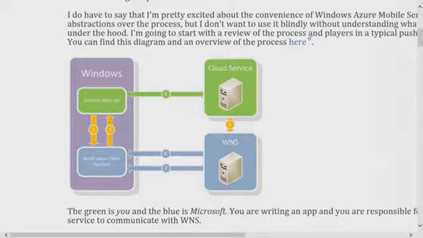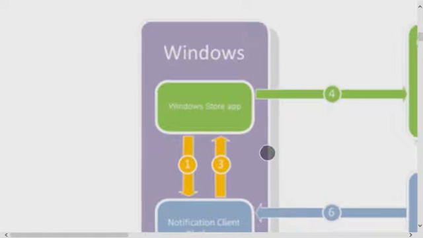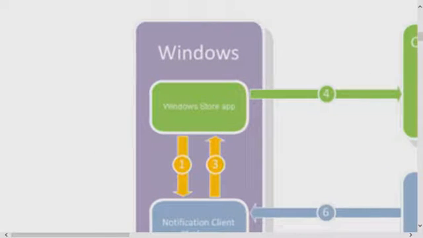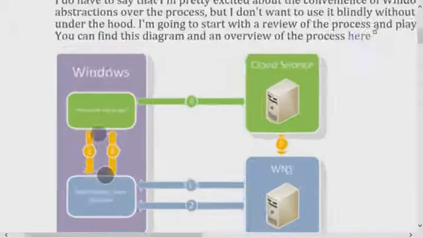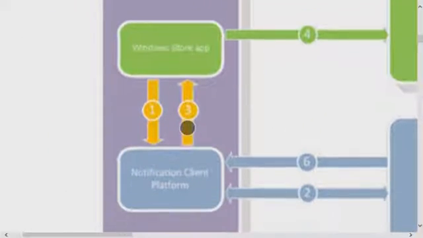So the steps are this: your store app. The Windows Store app here is your app that you wrote the code for. Okay, your app at some point in time does a communication with the notification client platform. Now this is still on the computer. This isn't a server somewhere. This is still on the computer. So really this is super simple.